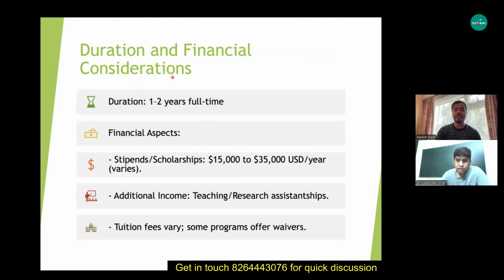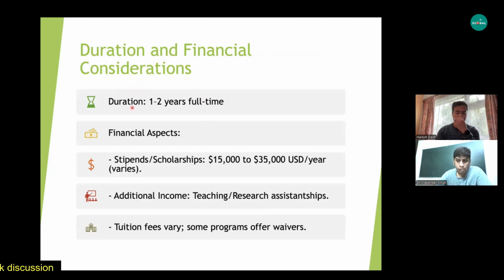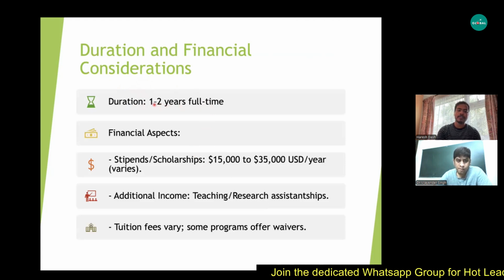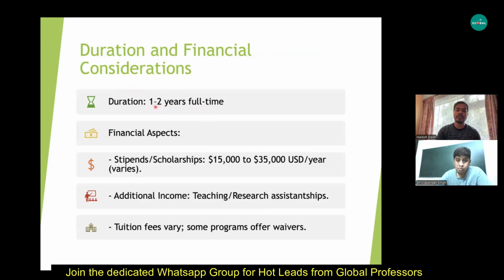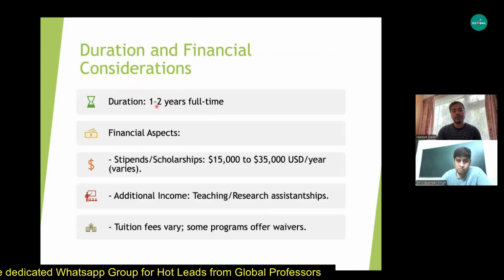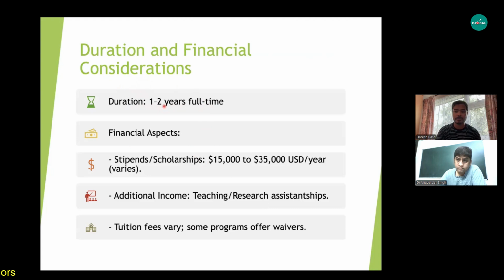Now, coming to the duration and the financial considerations, very subjective, but these are very generalized information that I'm telling you. So the duration could be about 1 to 2 years when you are working full time, of course. I know a few people who have a 1 year research master's, and I know a few who are having a 2 year research master's. So it actually depends on the project. What is the demand of the project? How much time do you need to finish that project? And all those factors.